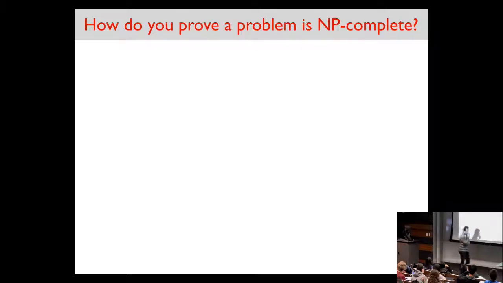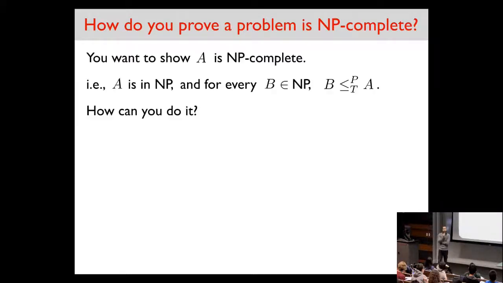Okay, so now let's ask the natural question: how do you prove that some problem is NP complete? You want to show that A is NP complete. That means that first A has to be in the class NP. That's usually the easy part. And that for every problem B in NP, you want to show that B reduces to A. How can you do that?